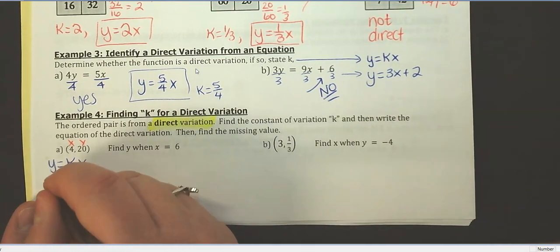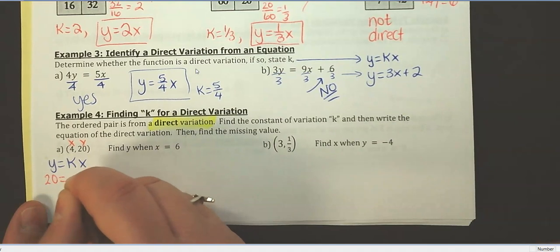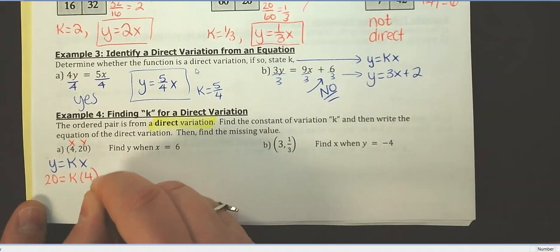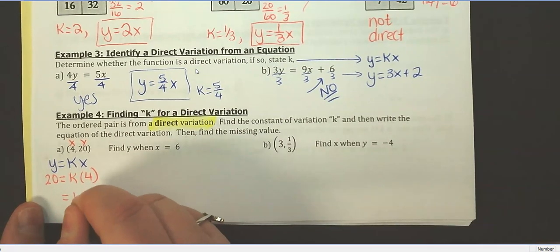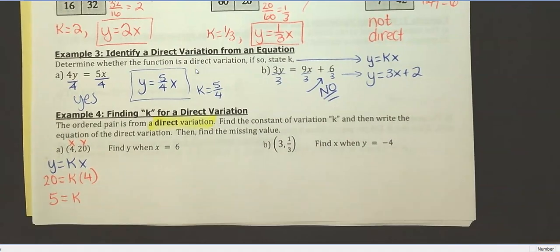If you want to actually go ahead and plug that in, 20 is the y coordinate, 4 is the x coordinate, and then I can solve to get that constant of variation. I'm just going to divide both sides by 4, so the k value would actually be 5. All right, so it says find the k value, that's the 5.